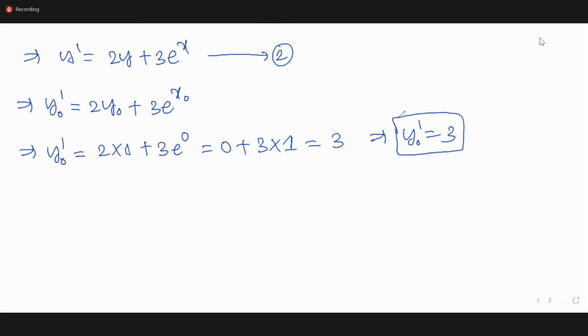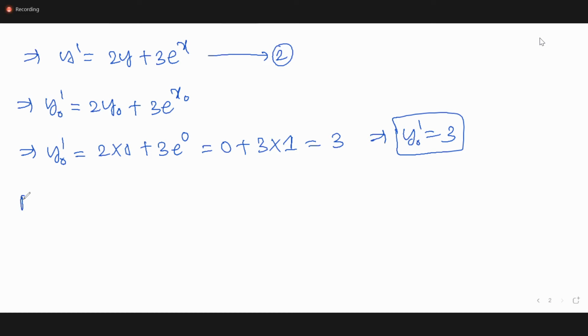In Taylor series method, we have to find the derivatives: first order derivative, second order derivative, third order derivative, fourth order, etc., at the point x naught. So what is the meaning of y naught dash? y naught dash means y dash at x is equal to x naught. This is the first order derivative at x is equal to x naught.